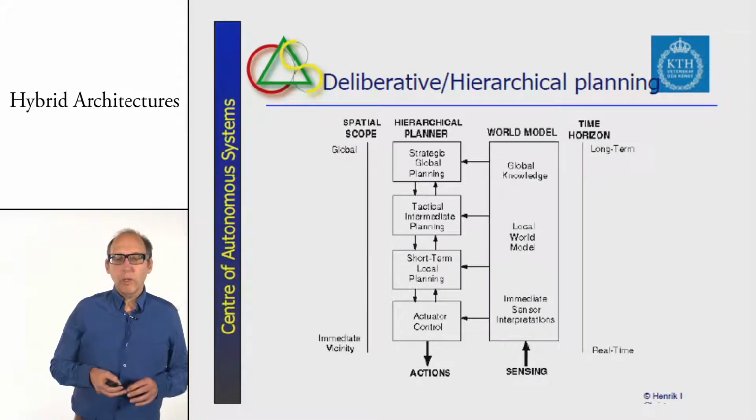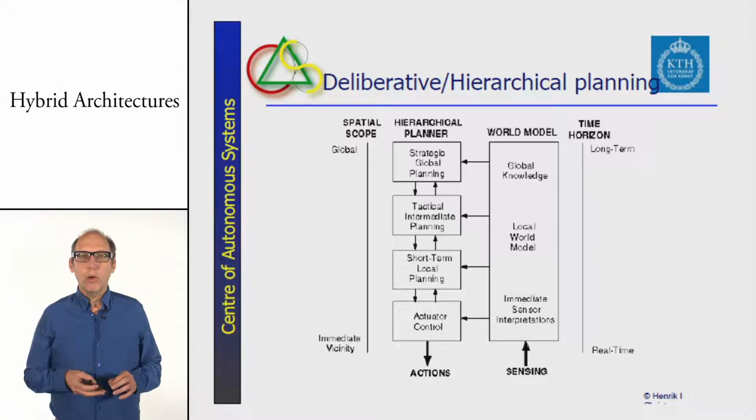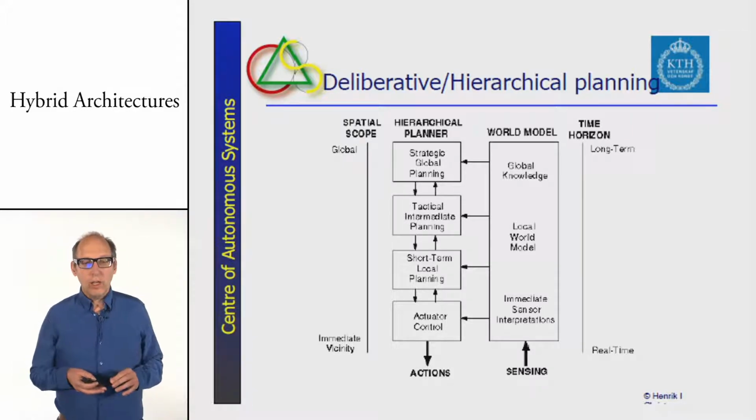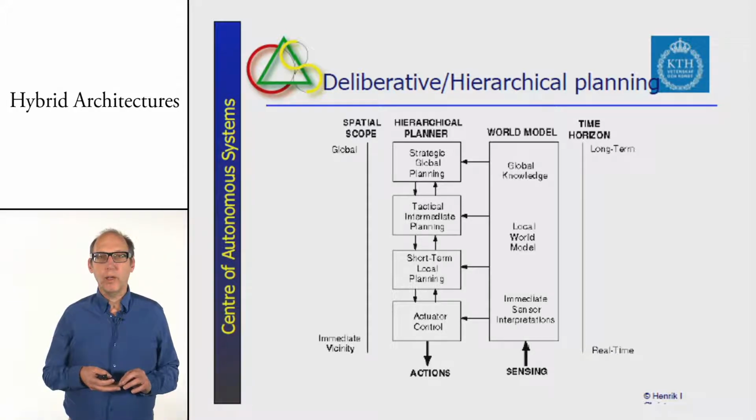So we would look at different architectures. In robotics, mainly, we have deliberative architectures from the 90s. And there you see that you have a number of actions, but they are controlled from top to the bottom.